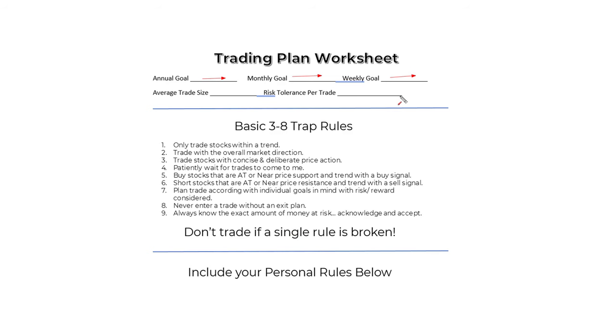By doing this, it's like writing that work order for me every week. This is my job. This is what I'm here to do. I'm not here to trade to be busy. I'm here to trade to make money. Here's how I make money. And I follow through. Average trade size, risk tolerance per trade.